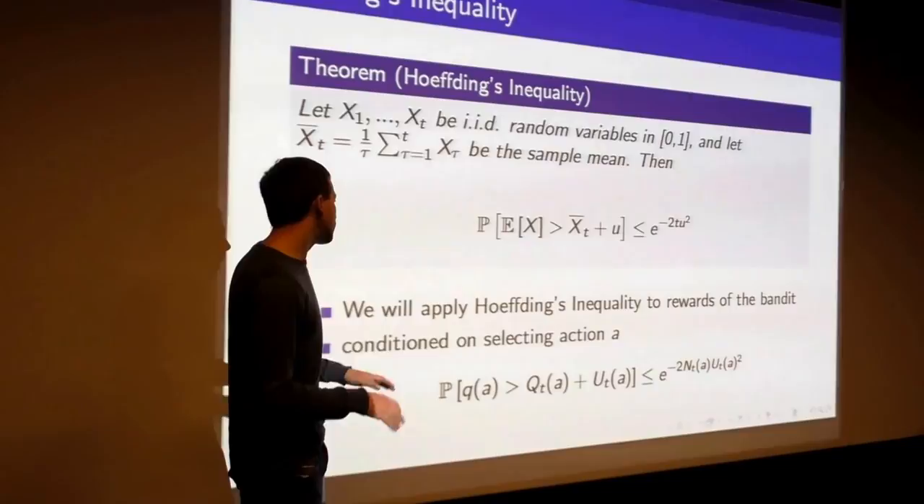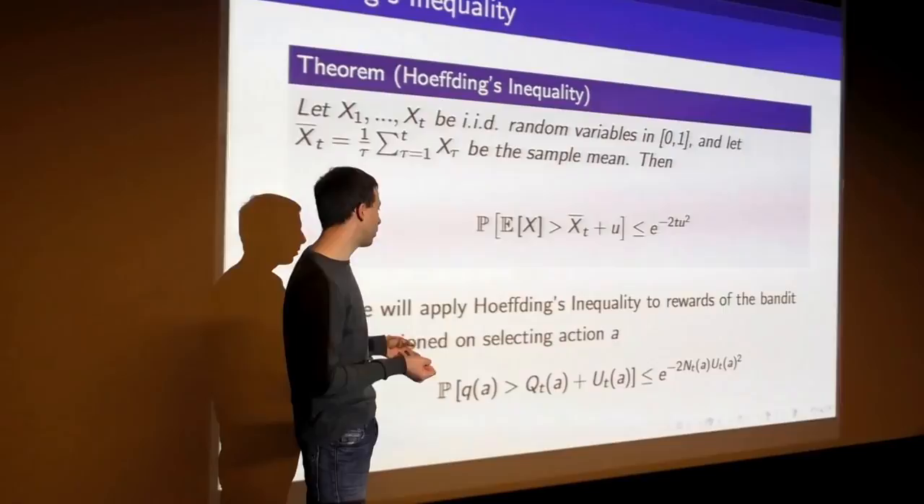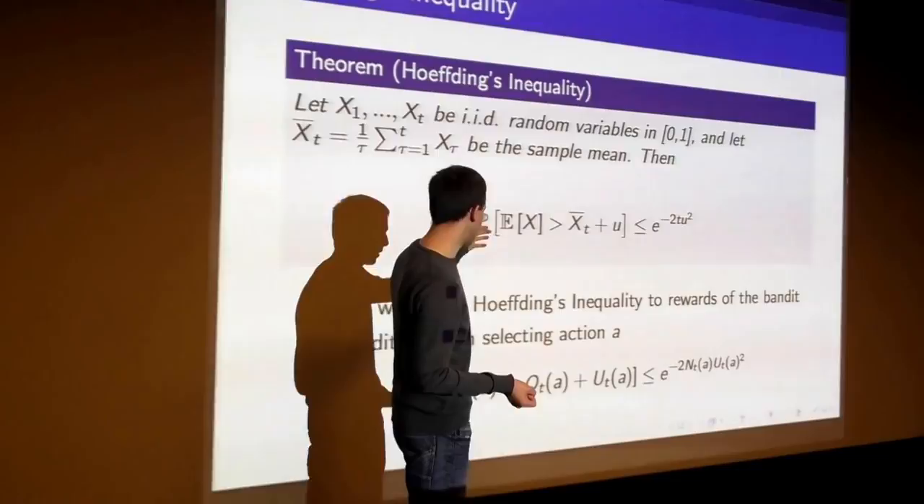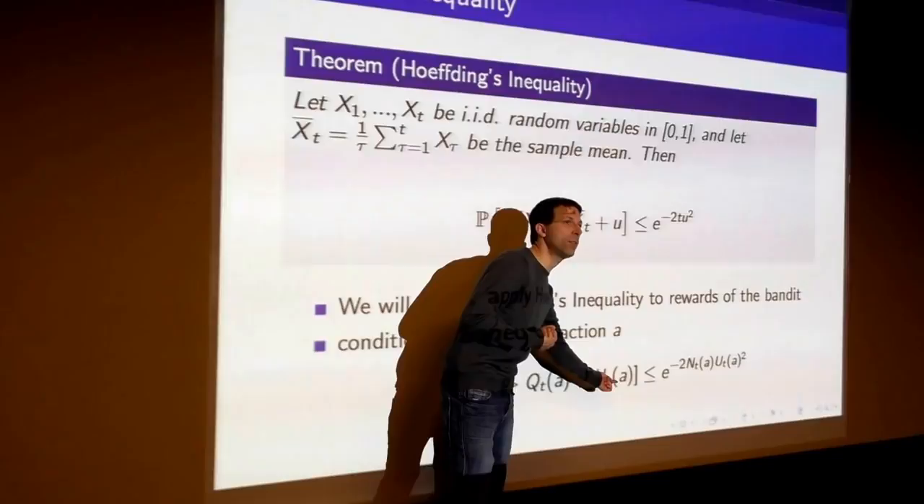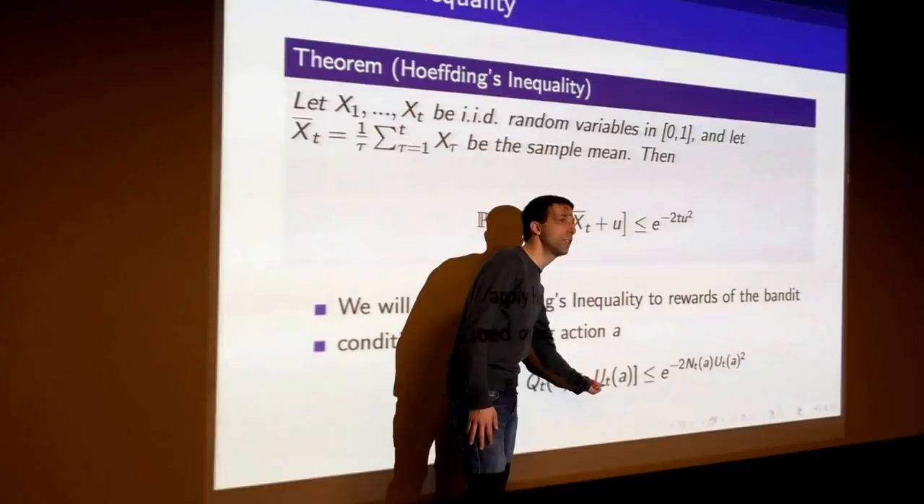So we will apply Hoeffding's inequality to the bandit case. All we're doing here is applying exactly the same inequality. Now we see this is basically saying, what's the probability that I'm wrong in my estimate of these Q values by more than my U value? And we're going to use this to solve for the U value, to set this upper confidence value to the appropriate amount.